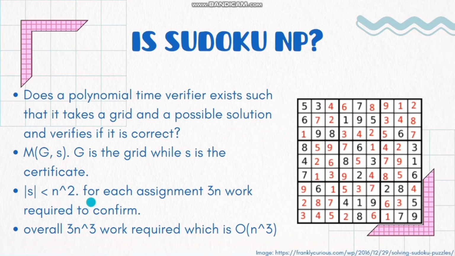Now for each assignment, we know that there is 3n work required, because if there is an assignment, then the subgrid needs to be checked, which contains n numbers, the row which contains n numbers, and the column. This amounts to 3n. Since there are at most n squared assignments, the total work amounts to at most 3n cubed, which is O of n cubed. So we have shown that a verifier exists in polynomial time.